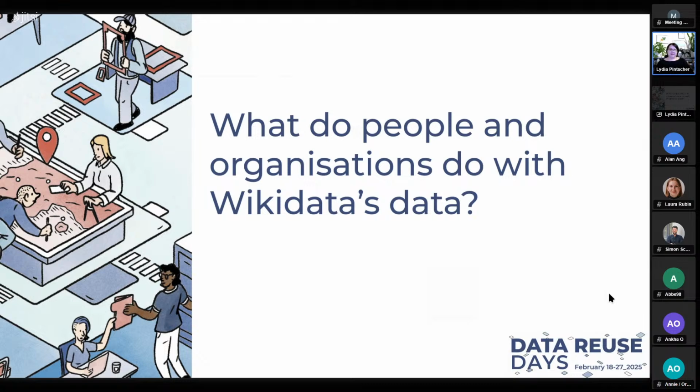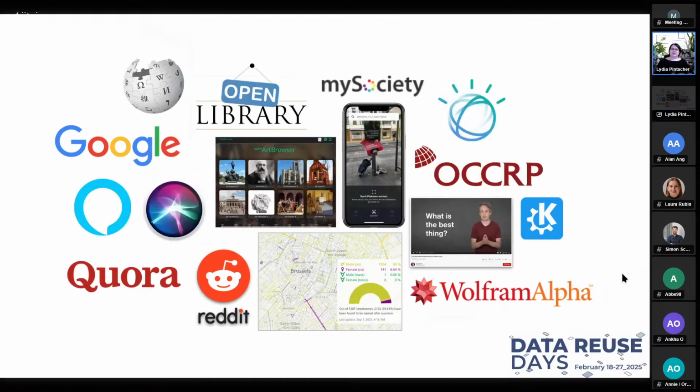Now, with all of that data, what do people and organizations actually build with it? There are a ton of applications and services out there built with Wikidata's data already. For example, by the OCCRP, the Organized Crime and Corruption Reporting Project, that uses Wikidata to support their work around fighting organized crime and corruption. Or the art browser, which gives you a very nice educational experience to browse art across different centuries, different museums, and more.